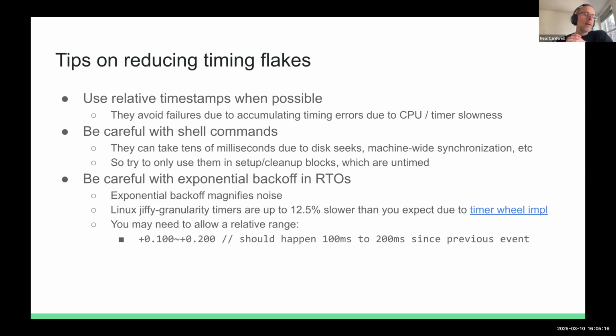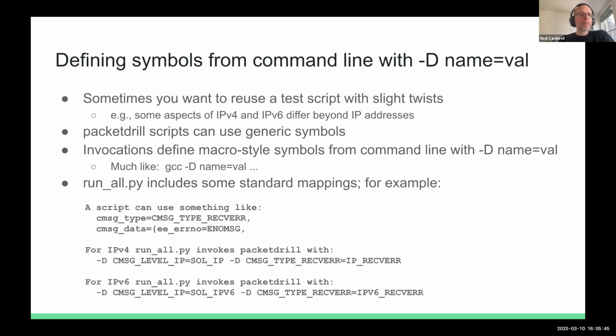If you need them in the middle of the script, you just have to be careful and be aware of that. Another thing to be careful with is exponential backoff with retransmission timeouts. Obviously, that means that any noise that you had, say, in an RTT measurement will be magnified as the TCP timer is doubled over time. So you'll want to be careful with that. And sometimes you may need to specify a range for the time at which a timer fires. But that typically handles things just fine.